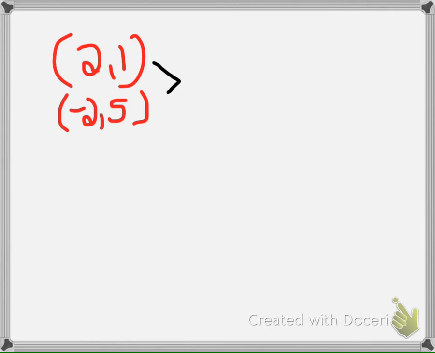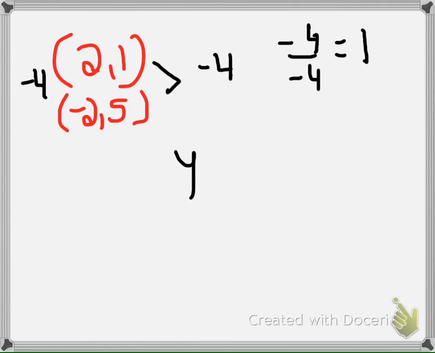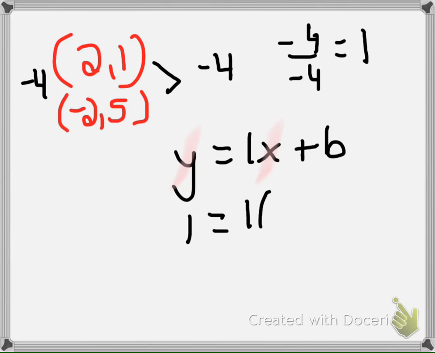Okay, here we go. From 1 to 5 is -4. From 2 to -2 is -4. Change in y over change in x. -4 divided by -4 is +1. So we have y equals 1x plus b. We want to substitute this and this into the equation. I'm going to go here with this 1. 1 equals 1 times 2 plus b.